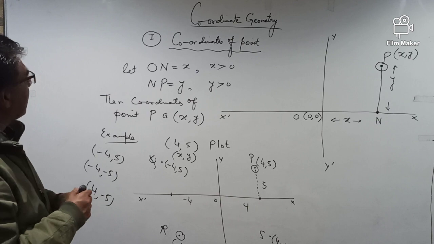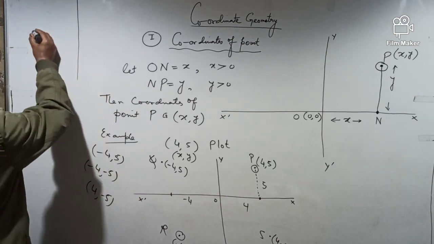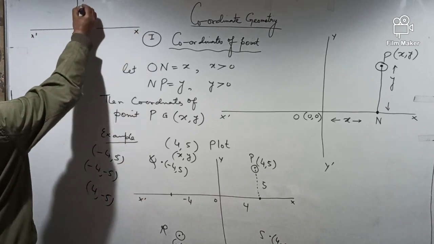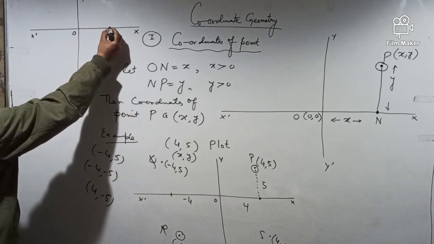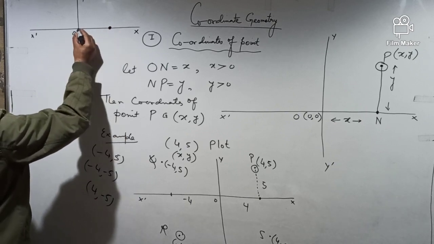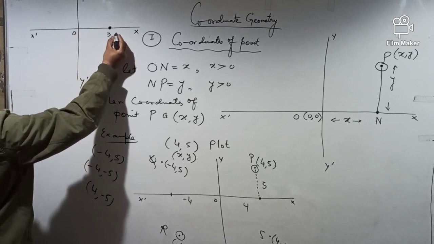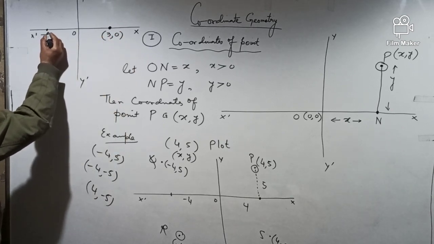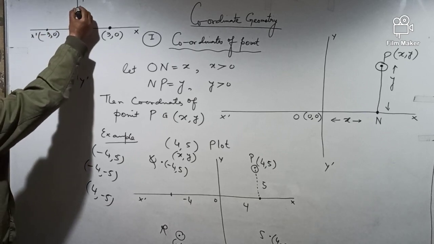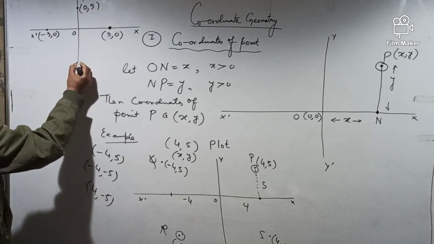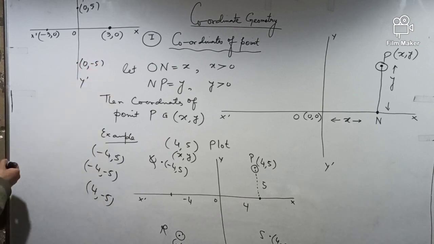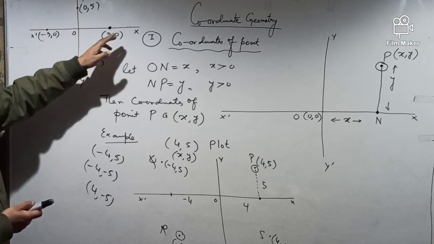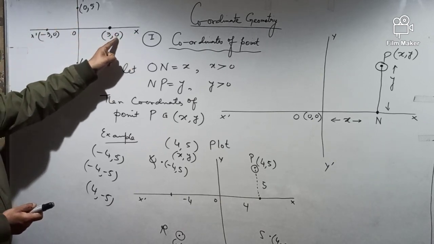Now again, I'll take one more. Suppose I'll write x O x dash and then y O y dash. See, if I take point here on the x-axis, let us suppose this distance is 3 and then the second coordinate is 0. Suppose I will take here point, this is minus 3 and 0. Suppose I will take here the point, it is 0 comma 5. Suppose I will take here point, it is 0 comma minus 5. So any point on y-axis has x coordinate 0. Any point on x-axis has y coordinate 0.